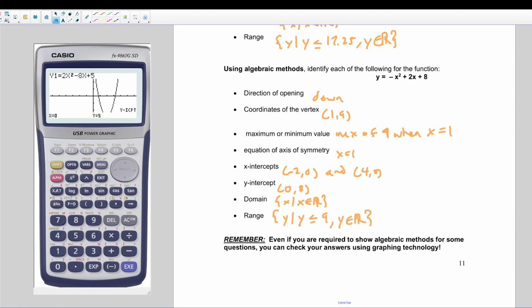So one thing to note is that even if you are required to show all of your work algebraically, you can still feel free to check using a graphing calculator, and that's going to be a really good tool to verify that you've done things correctly, even on some sort of test or assessment.